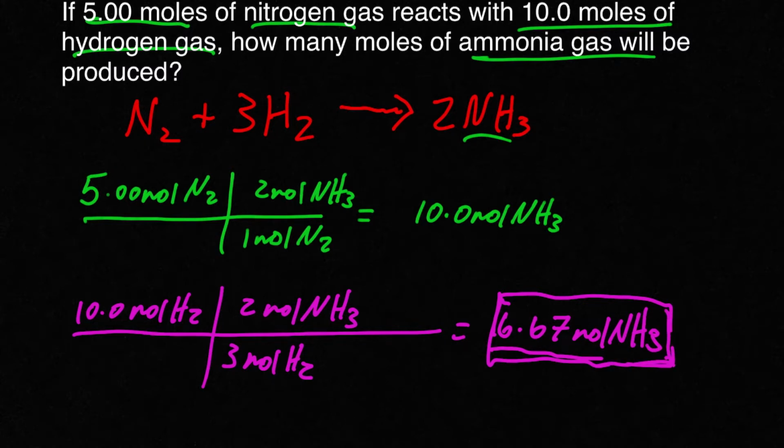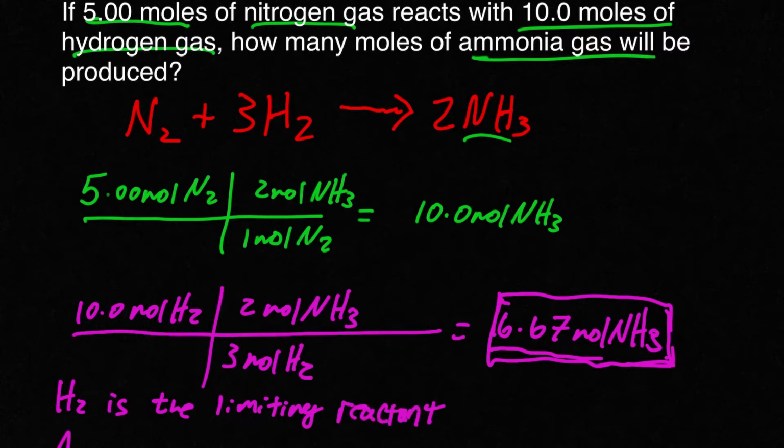So we say that H2, in this case, the reactant which is capable of producing less product, is the limiting reactant. We would also say then that nitrogen N2 is the excess reactant. And to answer the question, how many moles of ammonia would be produced? Well, it's the smaller amount here, the 6.67 moles of ammonia.